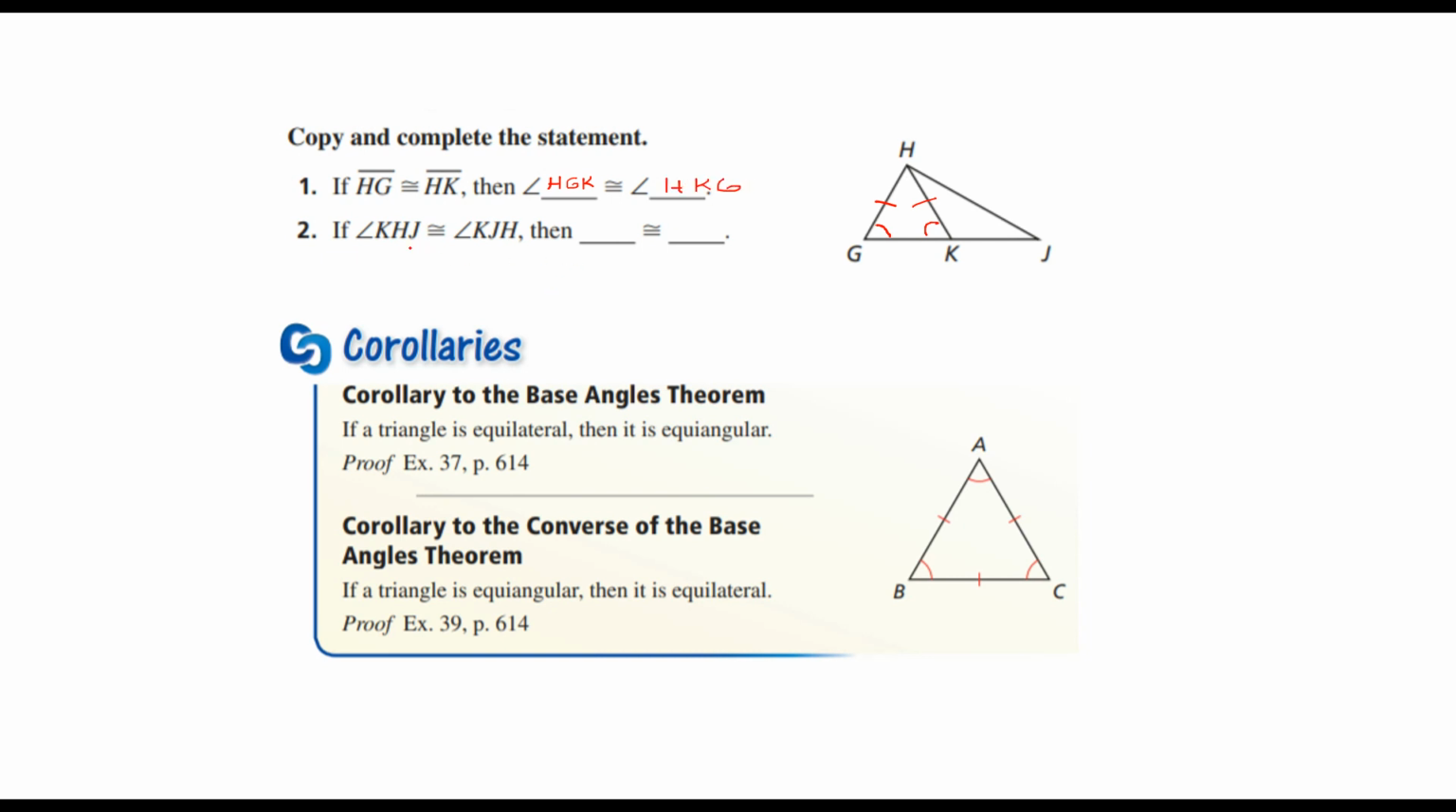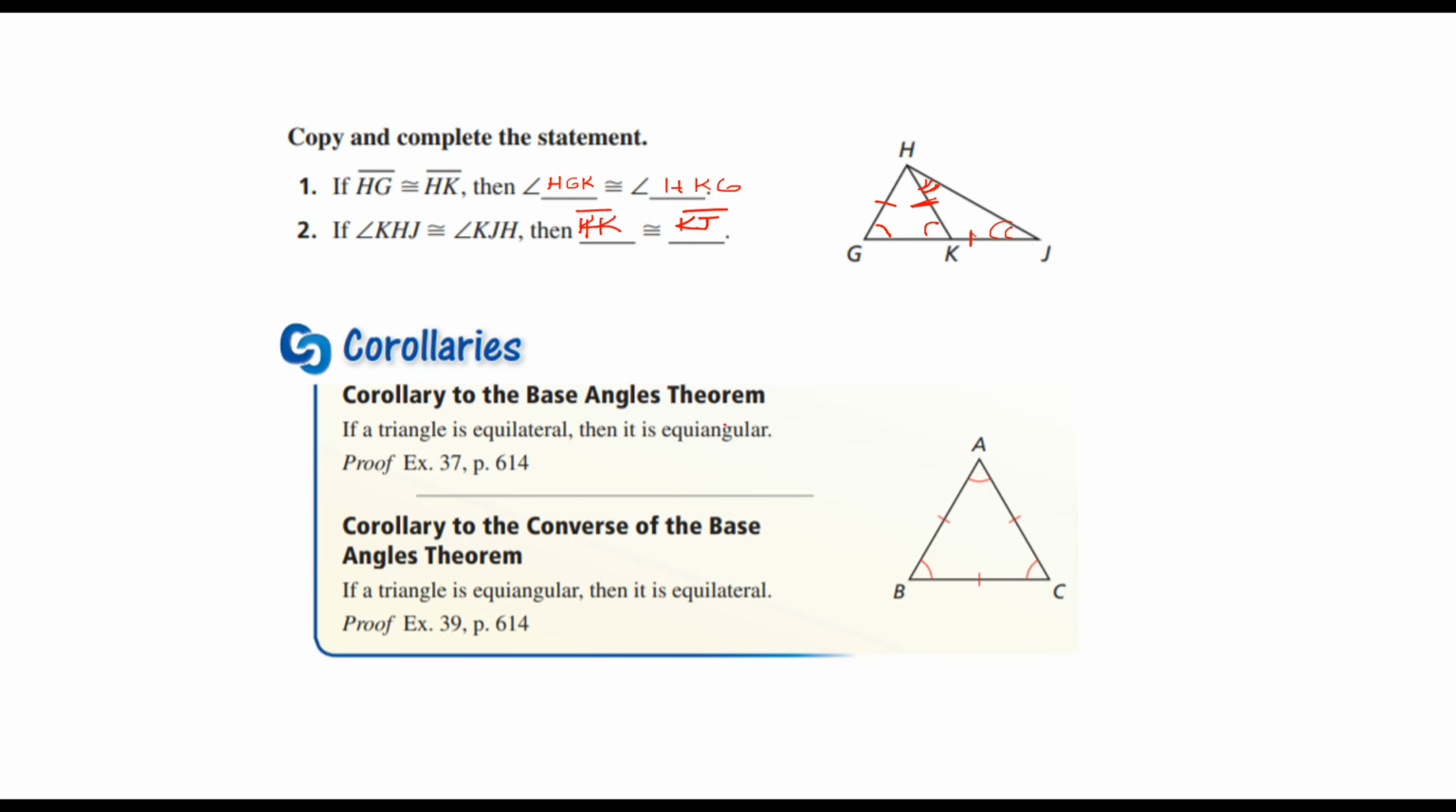Great. Next, if angle KHJ is congruent with KJH, then what do we know? So here I've got this angle, KHJ, is congruent with KJH. What do we know is congruent? Well, we would know that this side, HK, is congruent with KJ. Remember to use line segment notation here. HK is congruent with KJ.